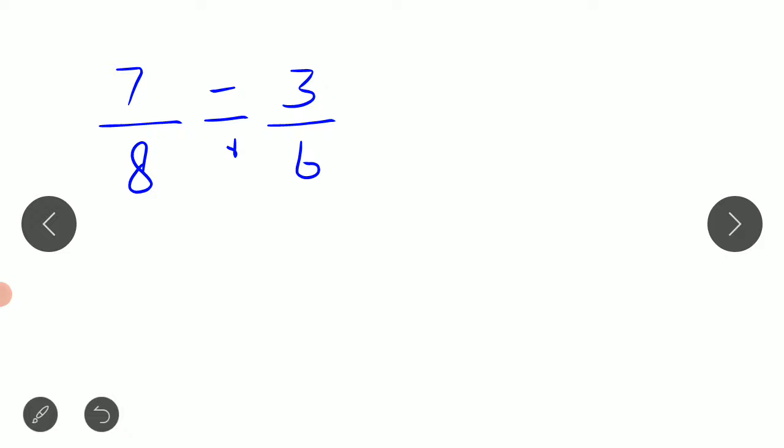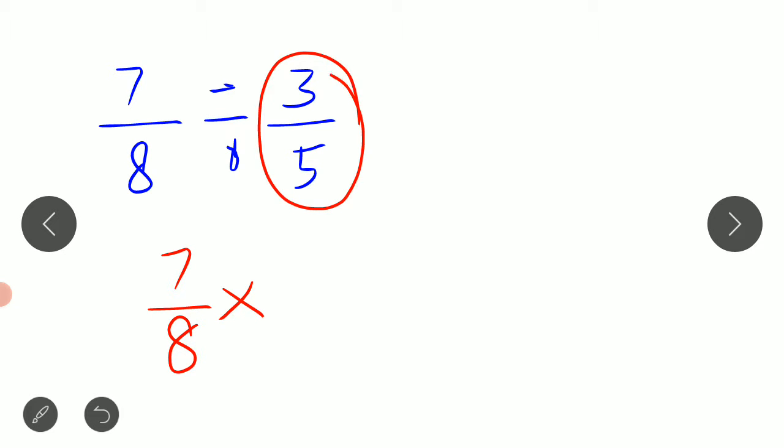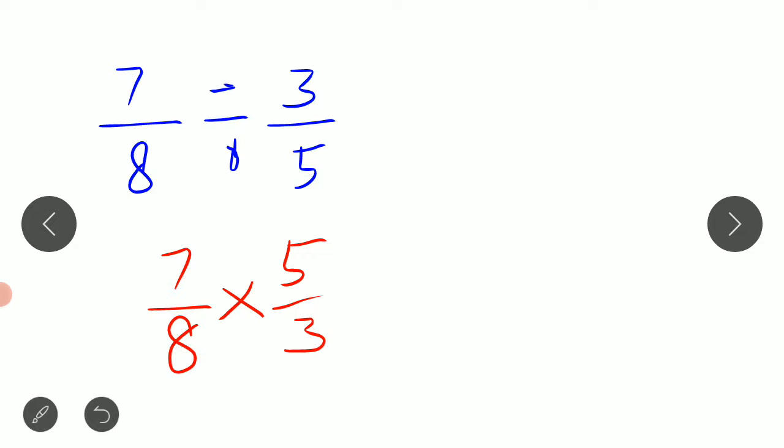See the last example: 7 by 8 divided by 3 by 5. We are going to divide. As usual, we cannot divide the rational numbers directly. So what do we do? Don't change the dividend. Copy the dividend as it is. Multiply by the reciprocal of the divisor, the multiplicative inverse of the divisor, 5 by 3.